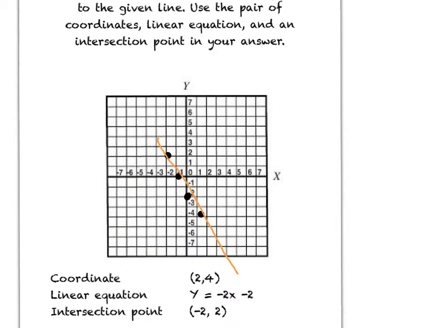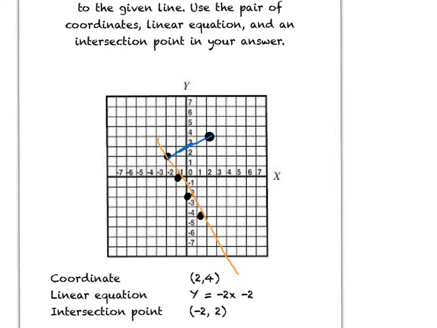Okay, now the coordinate that we're given is 2 and positive 4, so it's about there. The intersection point is negative 2 and 2. Negative 2 and 2 is there. So in other words, we want to find the distance between negative 2 and 2, and that line there. So what is the distance of that line?